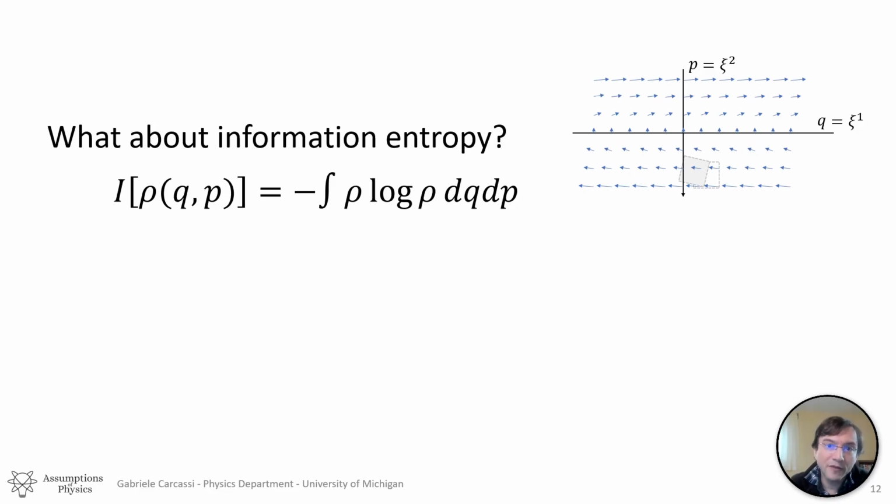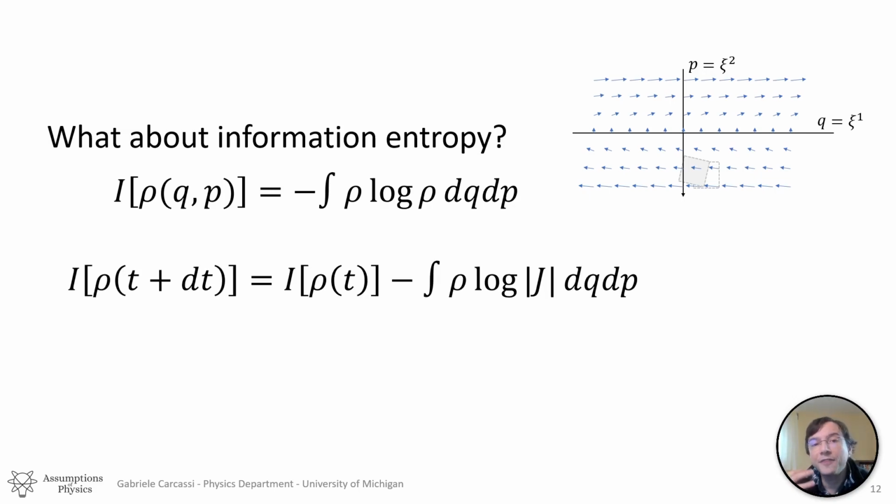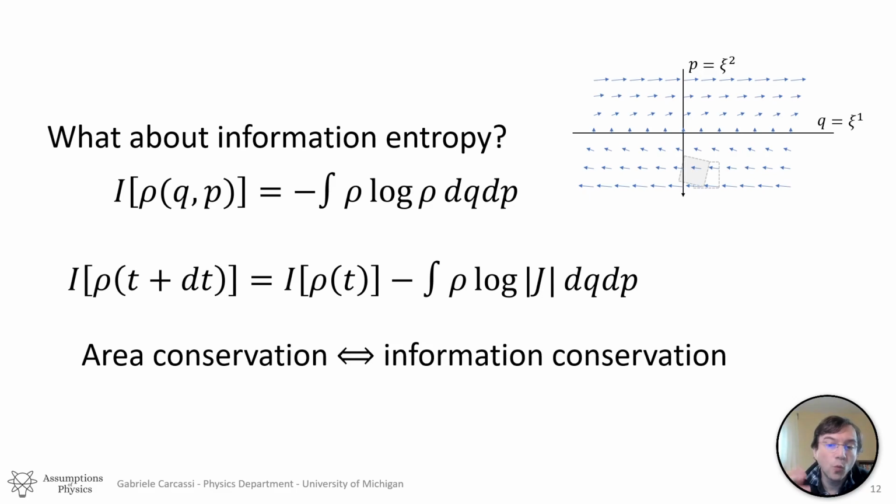Now we looked at one type of entropy. There is another type of entropy that comes from information theory. So we have a distribution rho over phase space, and the information entropy is minus the integral of rho log rho dq dp. How does this evolve in time? If we look at the time evolution of the entropy, we find that it is equal to the original entropy minus the integral of rho times the logarithm of the Jacobian determinant over the full space. But if the Jacobian determinant is 1, as we said when we have area conservation, then the logarithm of 1 is 0, and therefore we have information conservation.